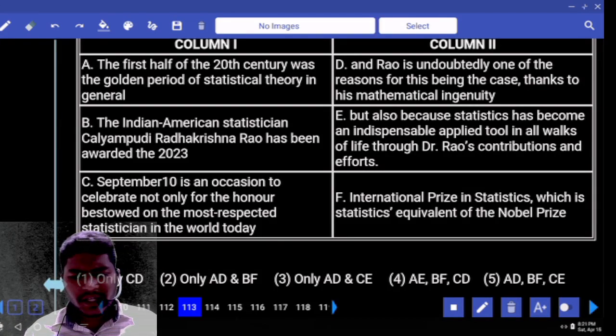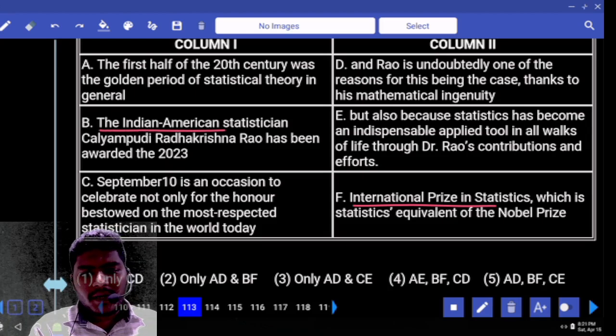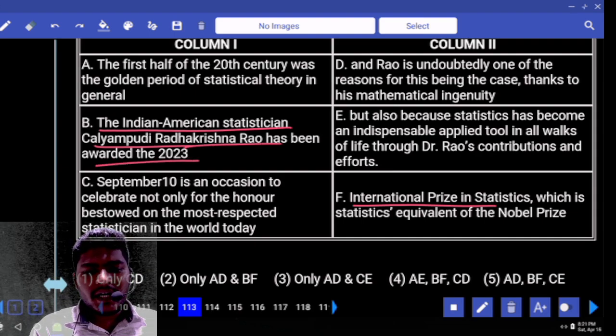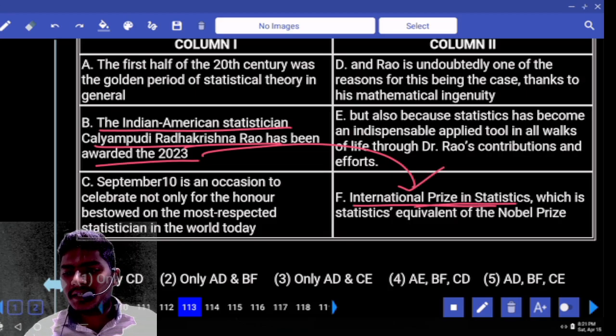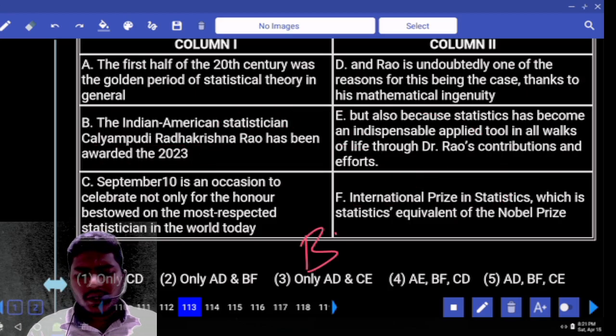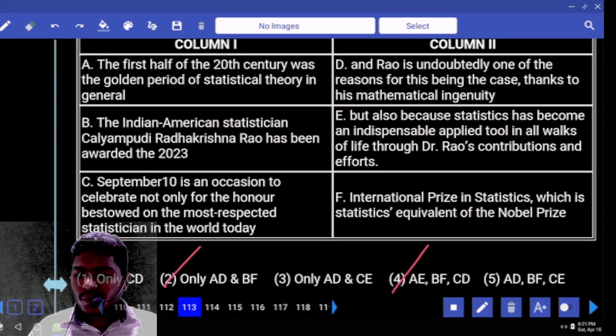I think it is easy. Look at this international prize. Where can we connect this? The Indian American statistician Calyampudi Radhakrishna Rao has been awarded the 2023 International Prize in Statistics. Statistics. What is one pair that we can use? BF. How many BF are there? Three are there: 2, 4 and 5.